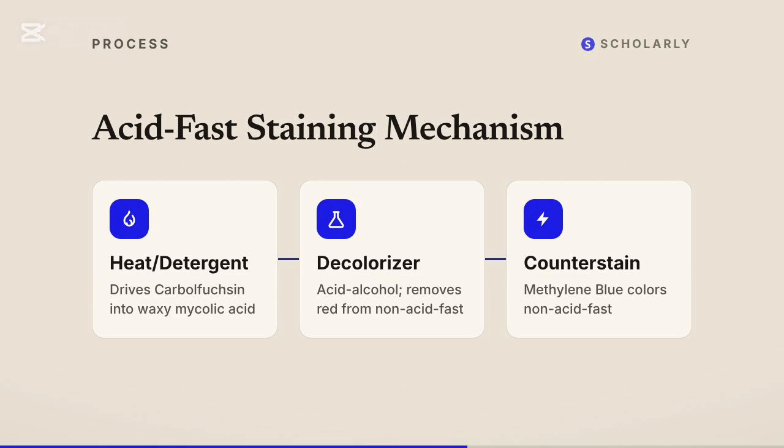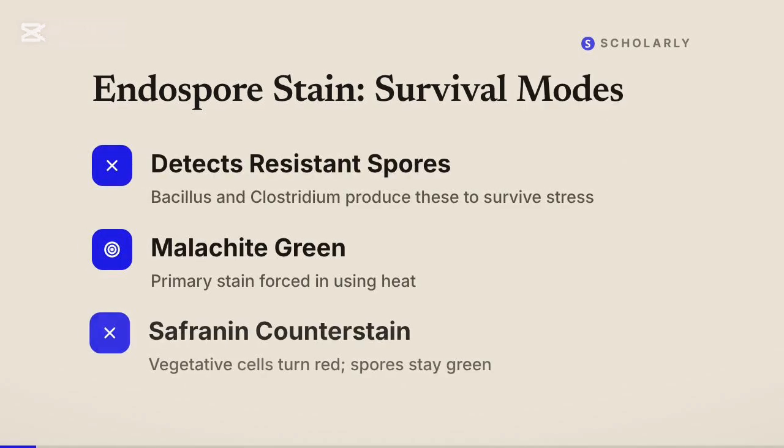Once the dye is inside, it stays there. Even a harsh acid alcohol decolorizer cannot strip the red from these acid-fast cells. For everything else in the sample, the acid alcohol washes the red away, allowing them to take up a blue methylene blue counterstain. The result is a striking contrast: red acid-fast rods against a sea of blue non-acid-fast material.